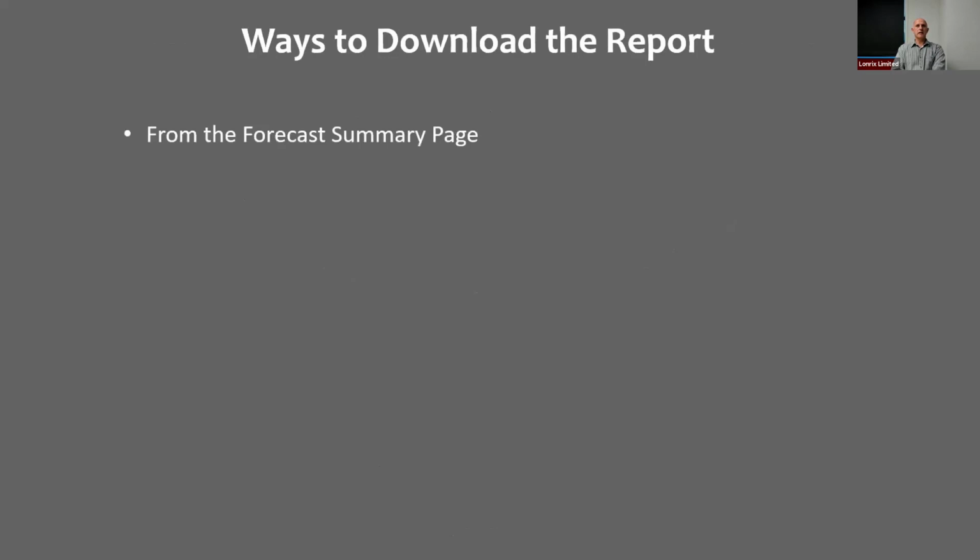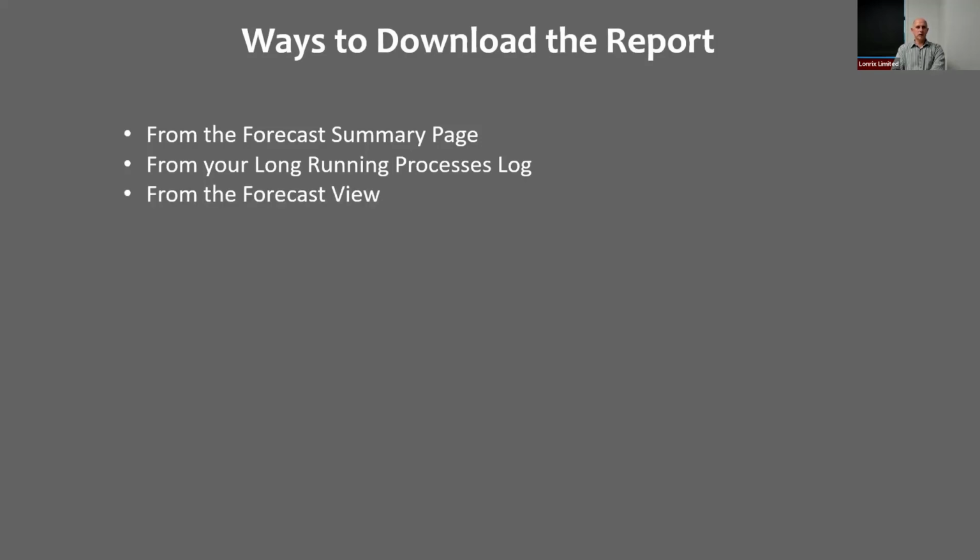Okay, so let's look at the different ways to download the report. The first way is after your model has run, to download it from the forecast summary page. The next way is directly from your long-running processes log, which if you are doing a modeling exercise, that's one of my favorites because it's automatically generated during the model run. So you don't have to go and open the forecast view or the forecast summary page. You can just directly download it from there. Or, of course, as many of you know, you can also download it from the forecast view.